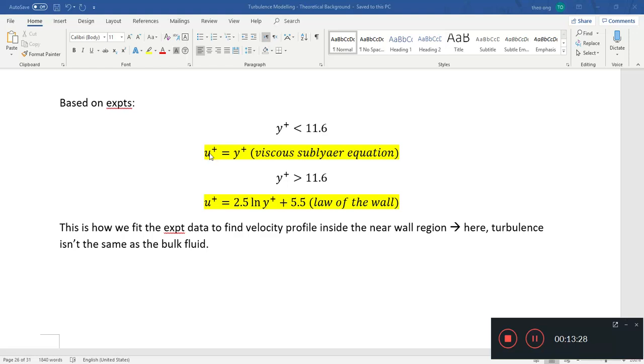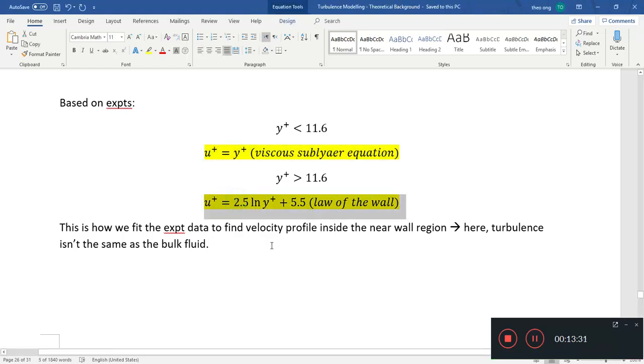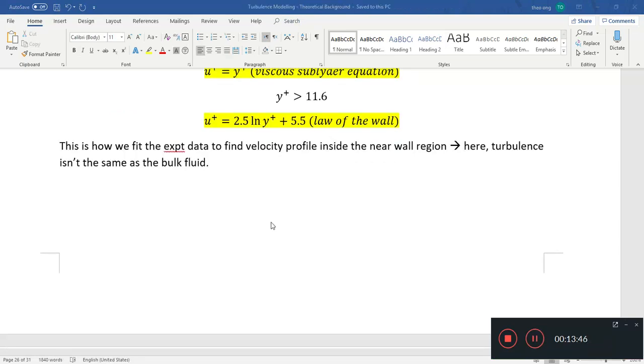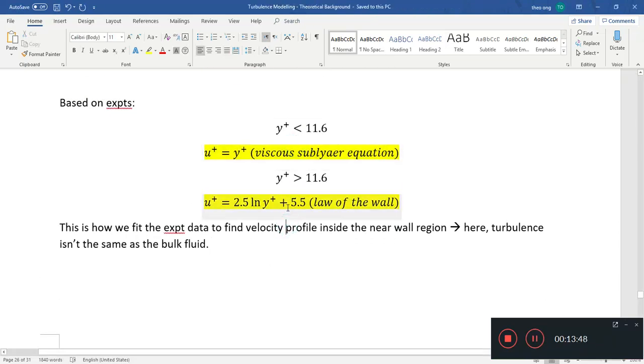Now, of course, if you don't want this sharp transition where we have two equations to describe this boundary layer, we can actually combine both of these into one equation, and someone has actually done that before. The person who combined both these laws into one equation, I think his name is Van Driest. Okay, I'll just write his name here, Van Driest. So this is the Van Driest model for near wall.